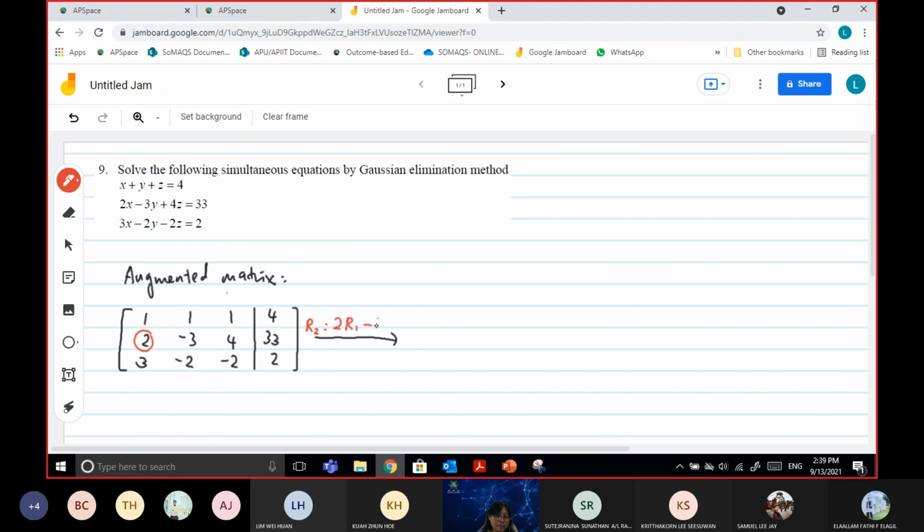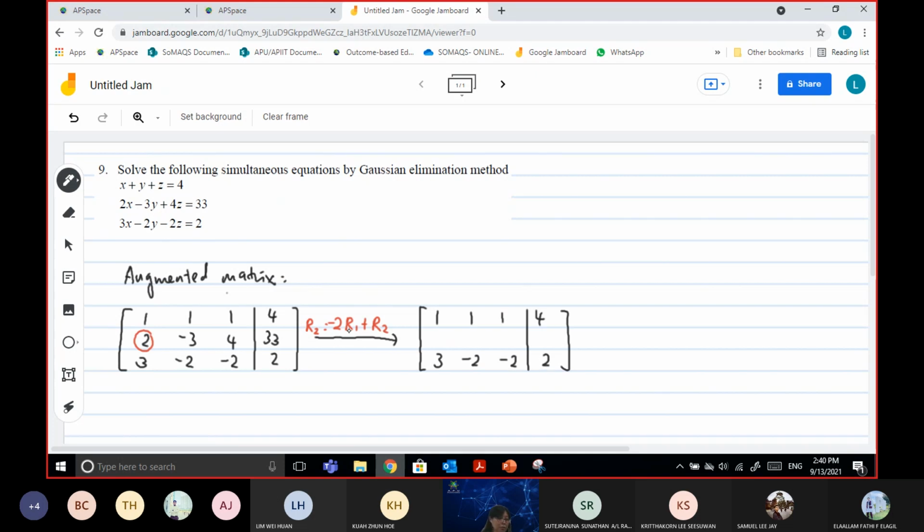Okay, that means minus R2. Wait, normally I used to do it like this, but it's also correct. I will put negative 2R1 plus R2. Okay, negative 2R1 then plus R2. So if I use this operation, can you see the changes are only made on the second row? The first row still remains, and the last row also remains. So the changes are only on the second row.